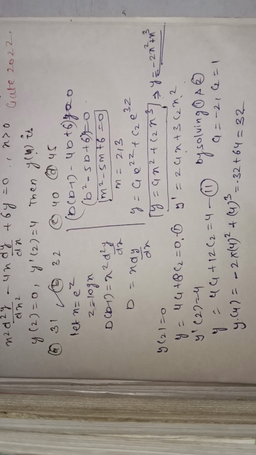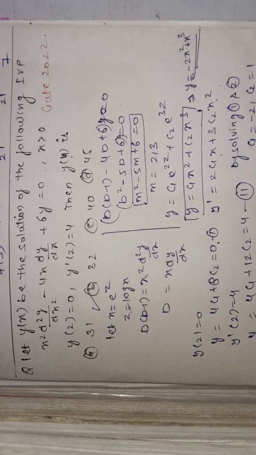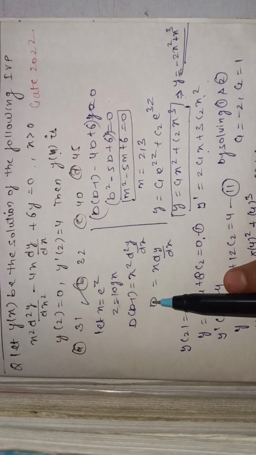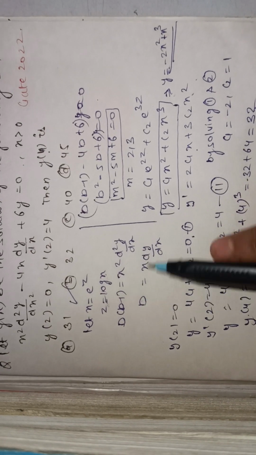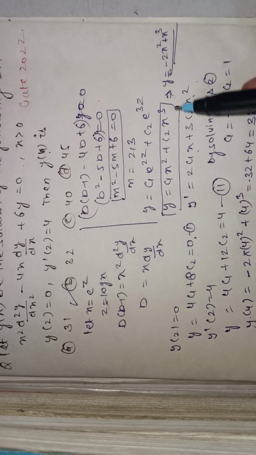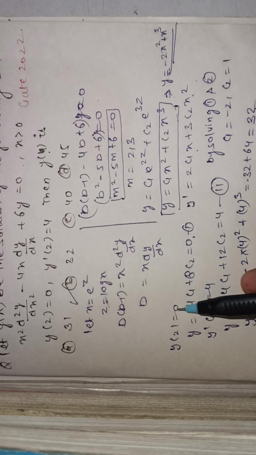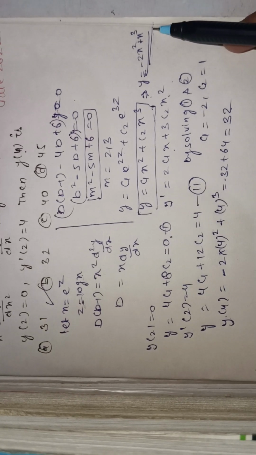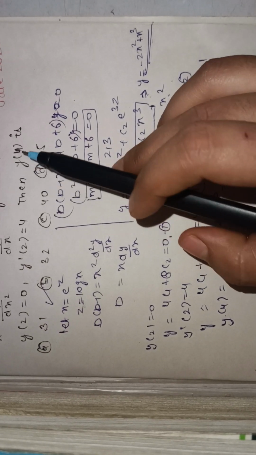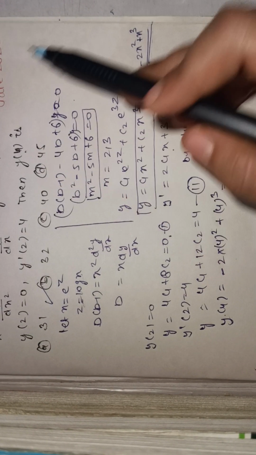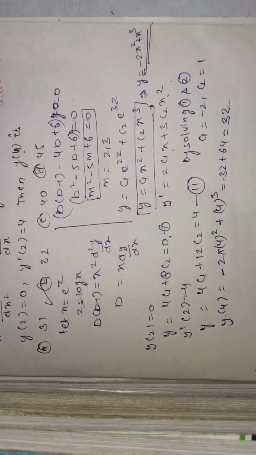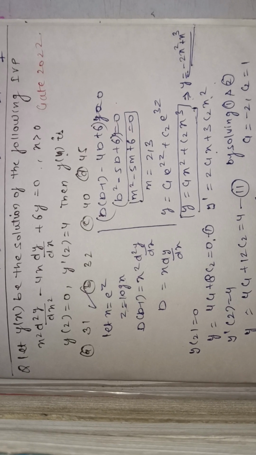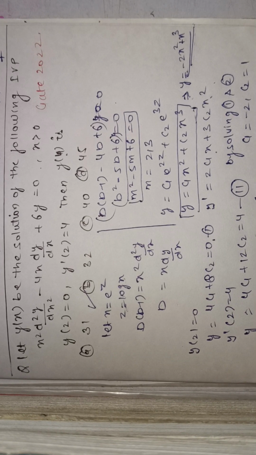So this is the solution of the required question. What we do: first we let x equal e to the power z and put the values, putting this in place of this and this in place of this. Solving this, we get the required equation. By applying the conditions, we get c1 and c2, which we put here to get the required solution. And by applying the value where we have to find, that is x equals 4, we get the answer. So this is the solution of this question.